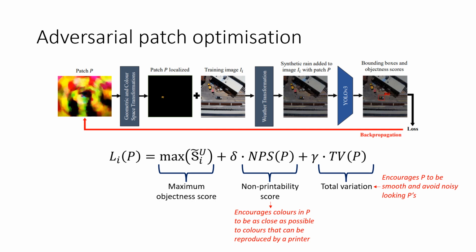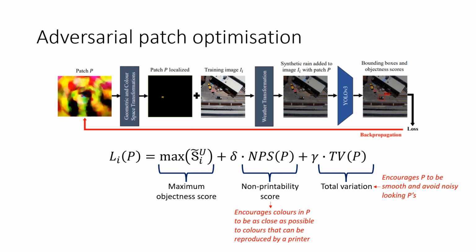As you can see, the patch optimization process begins with a patch that goes into a transformation block. The purpose of this block is to simulate placement and printing size uncertainty of the patch when placed in the scene, the lack of color fidelity of the printing device, and the different lighting conditions in the field. Geometric transformations include scaling and rotation, and color space transformations include brightness and contrast adjustment and random noise. Next, the patch is embedded into a training image. Since the patches are situated outdoors, we also apply weather and seasonal effects to that training image. Then the training image is passed through the car detector.